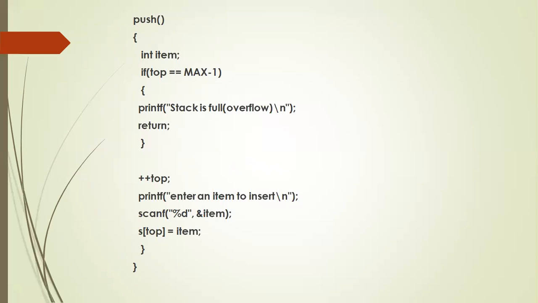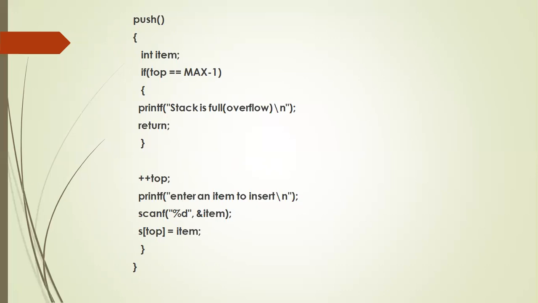So S of 0 contains 10. Next 20, 30, 40, 50. So 10 is stored in S of 0, 20 is stored in S1, 30 is stored in S2, 40 is stored in S3, and 50 is stored in S4. So top value is 4 now. Go backward. Next time also give choice equal to 1.